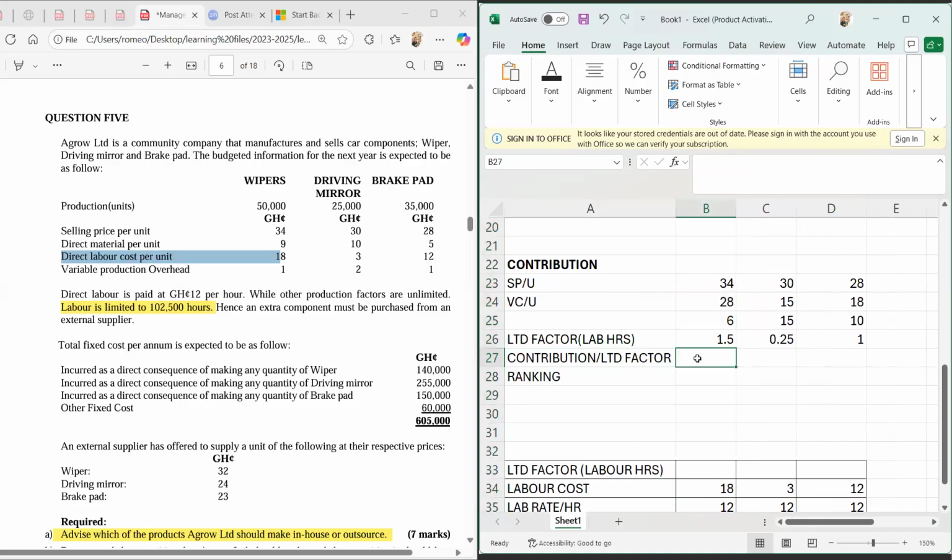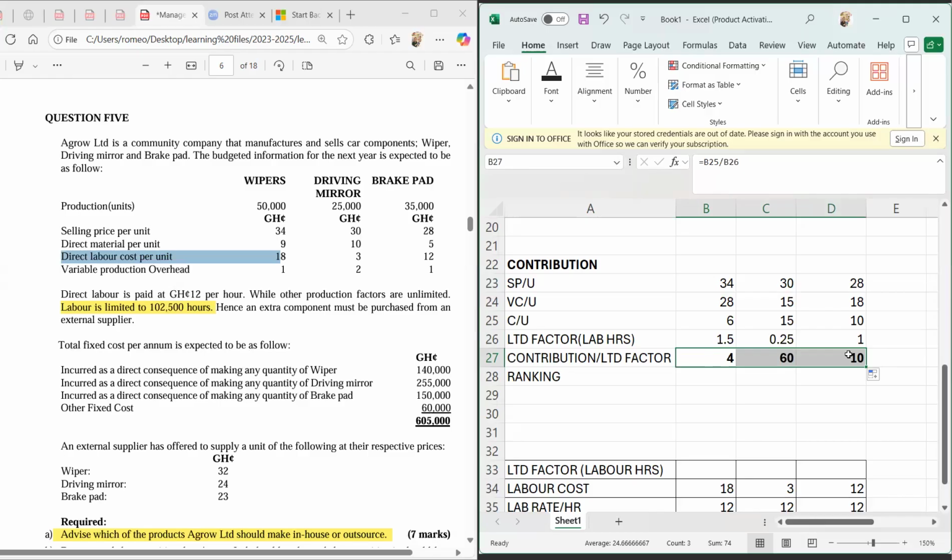So you take this one, which is what? Where is your contribution? Let me bring the contribution here so that you know that this is the contribution per unit. So you bring this one here, divided by this limited factor. They get what? 4. So this is what you are going to base on to rank. So this is 4. This was 60. And this was 10.